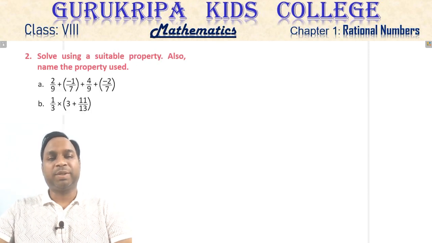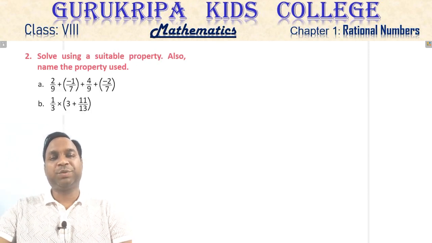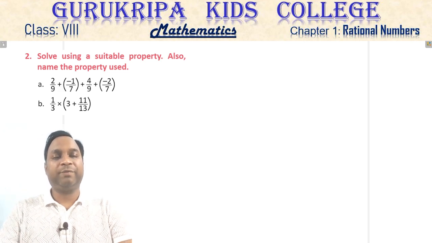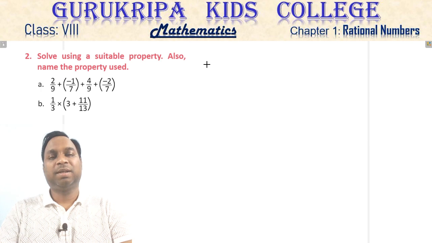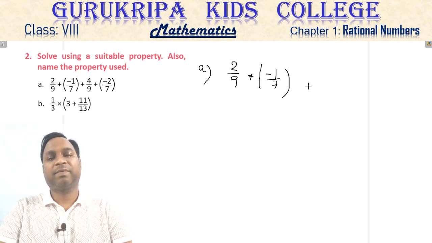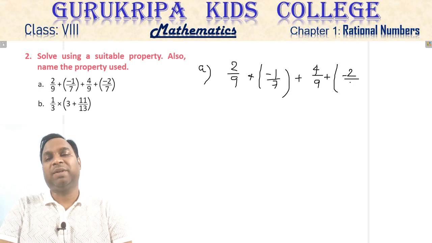Okay, this is the second question. Solve using suitable property. Also name the property used. Now here we have to solve. There are two questions. Let's talk about question number A first. 2 divided by 9 plus minus 1 divided by 7 plus 4 divided by 9 plus minus 2 divided by 7.